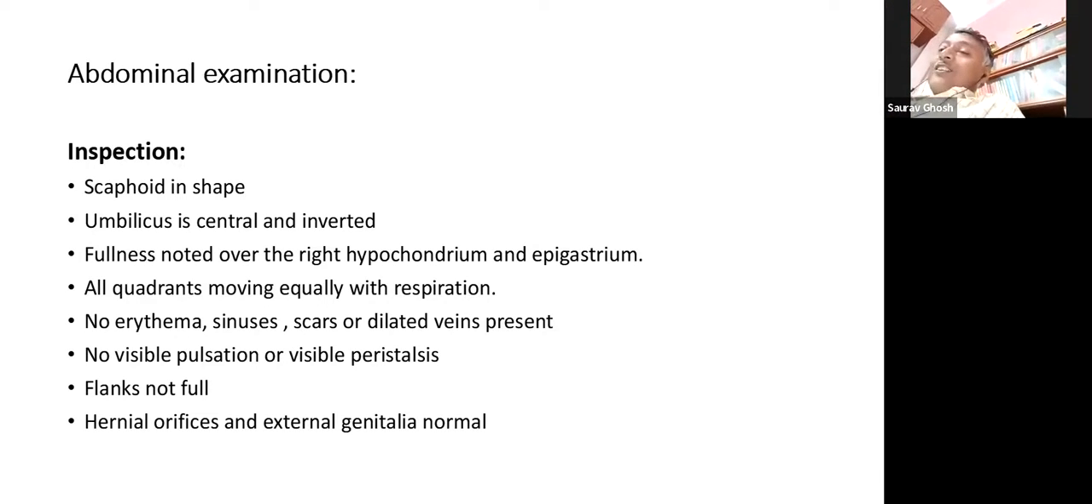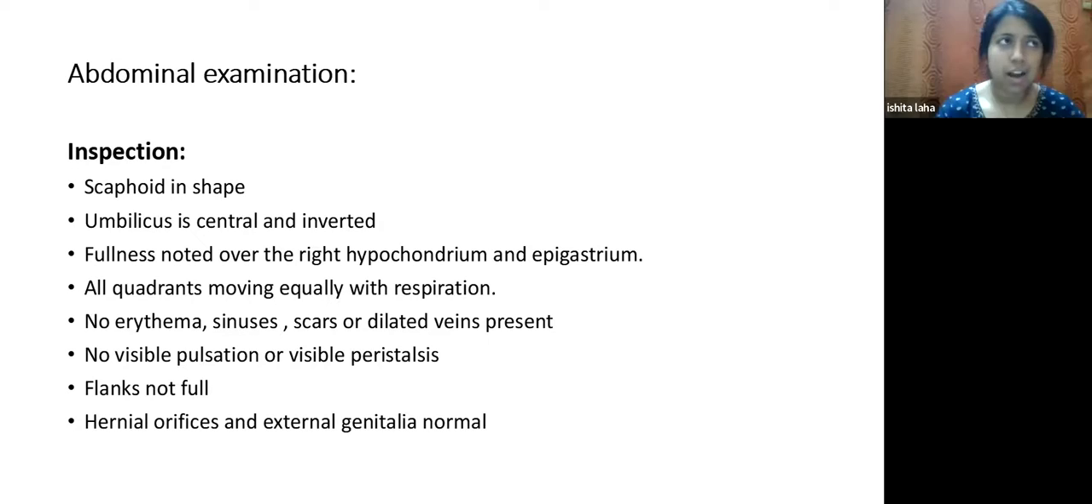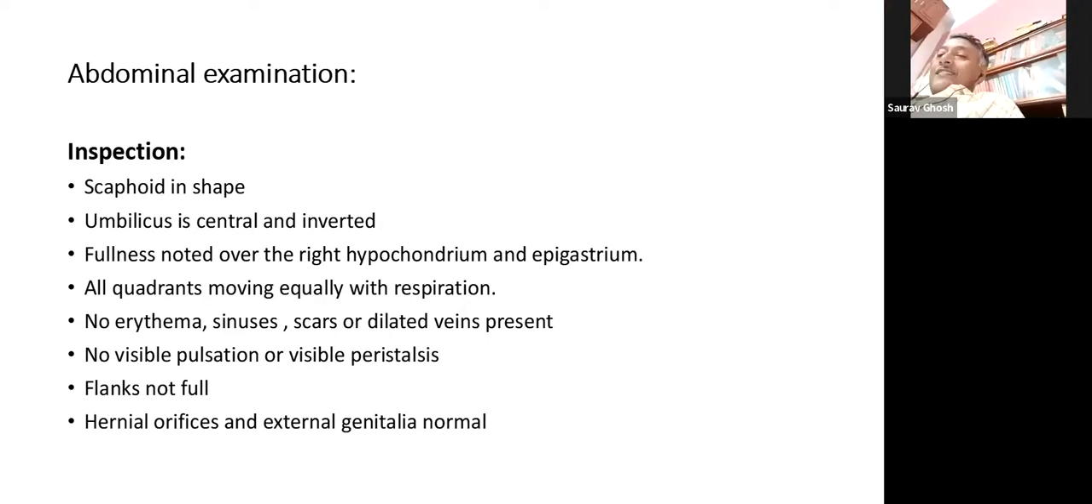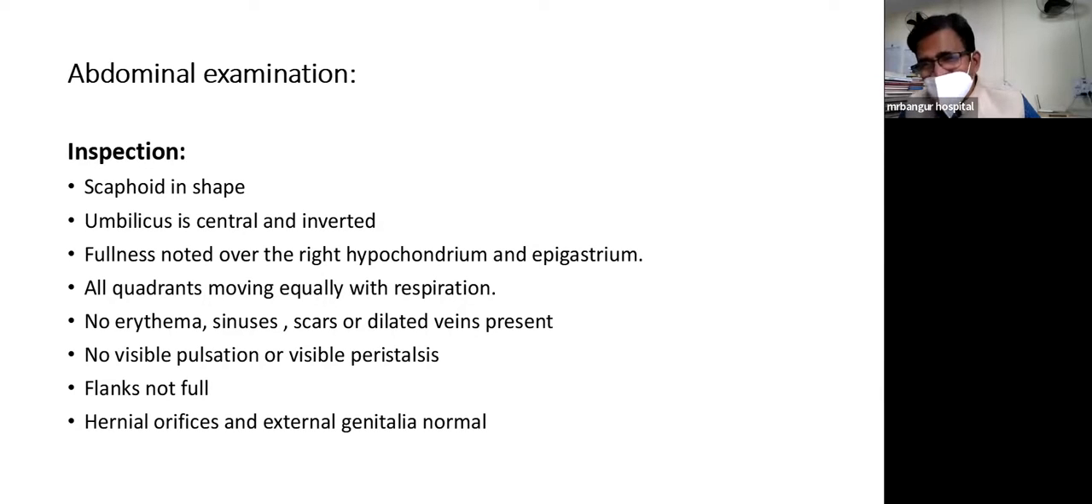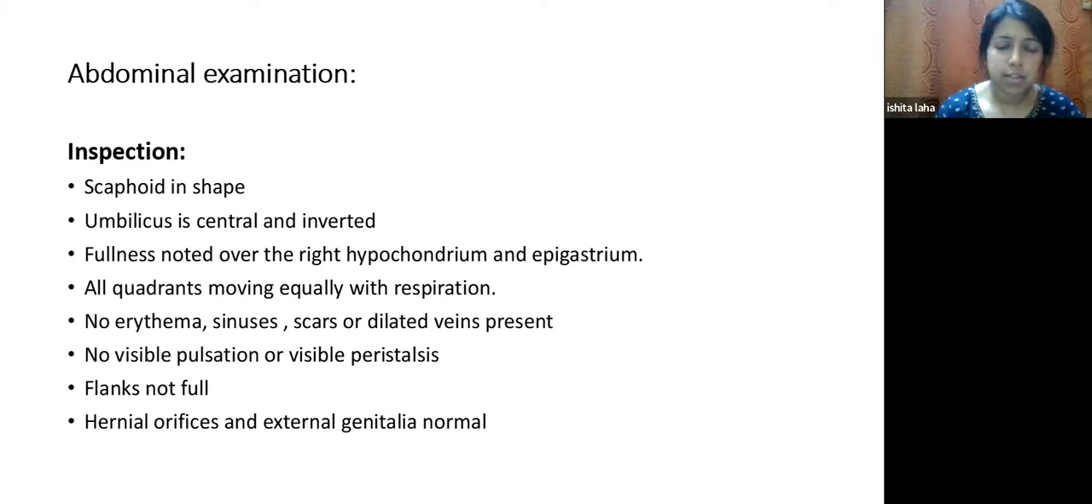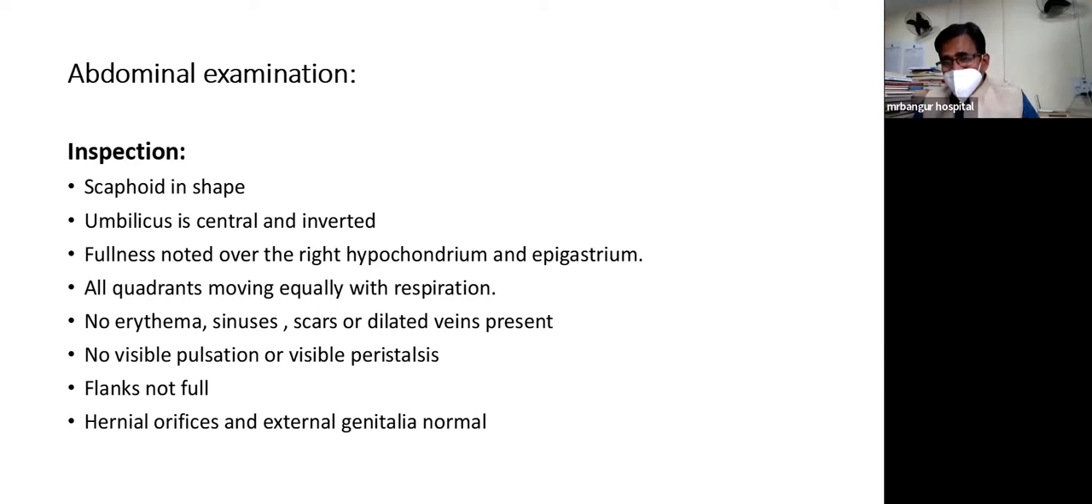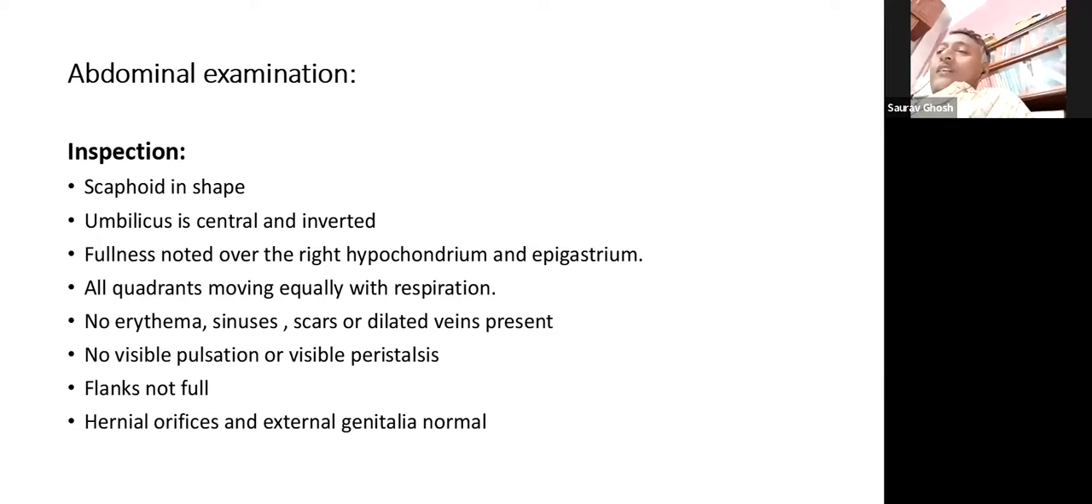HCC will show early washout. Yes. What happens in portal venous phase? If you take a picture in portal venous phase, what do you see? Sir, we'll see it hypodense, less enhancement, hypodense compared to the surrounding normal liver parenchyma.